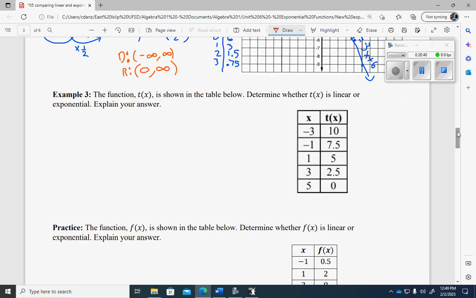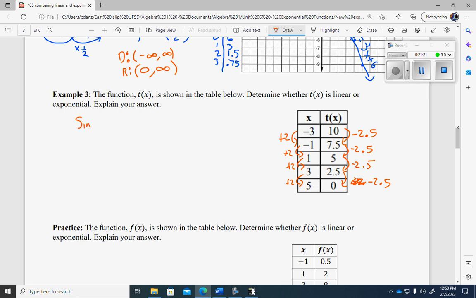Example 3, the function t of x is shown in a table below. Determine whether t of x is linear or exponential and explain your answer. So right here, this is going down by 2.5, while this is going up 2. Down 2.5, and still this is going up 2. Down 2.5, up 2, and down 2.5, and up 2. So it does have a constant rate of change.